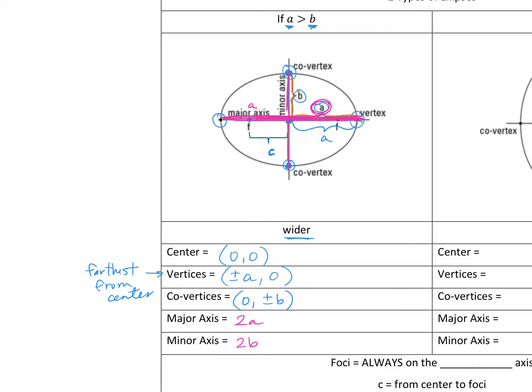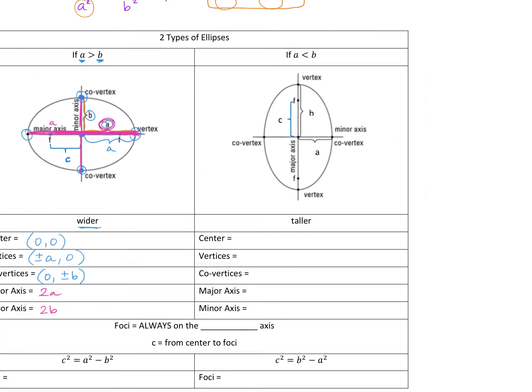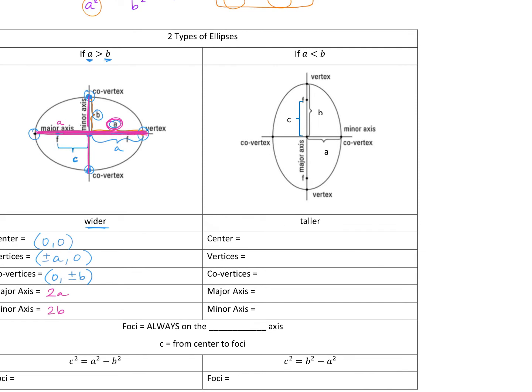Okay, but let's go the other way then. Now, if we look at this one's taller. Notice your A value is less than your B value now. So the A is narrower, the B is longer, okay? All the same pieces, what is our center going to be? Still 0, 0. You still have a center right here at 0, 0.